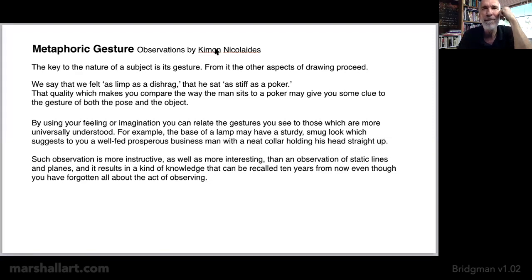By using your feeling or imagination, like a 3-year-old, you can relate the gestures you see to those which are more universally understood. For example, the base of a lamp may have a sturdy, smug look which suggests to you a well-fed, prosperous businessman with a neat collar holding his head straight up.